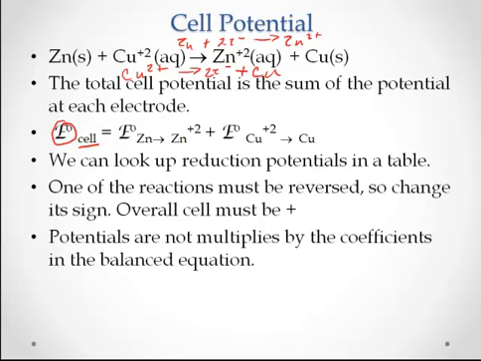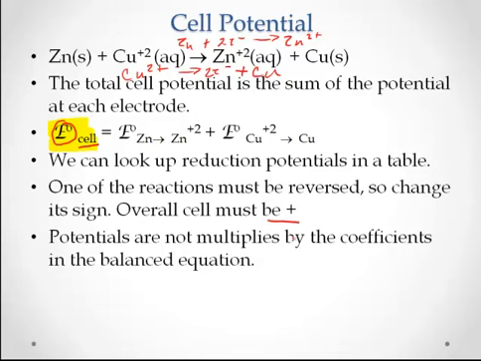So we can look those up, and when we're going to calculate the E for the cell, there's a couple things we have to be aware of. One, when we add these two numbers up, we've got to make sure it's positive. You see that right there? It's got to be positive. Otherwise, the cell is not going to run. So it's got to give a positive voltage.